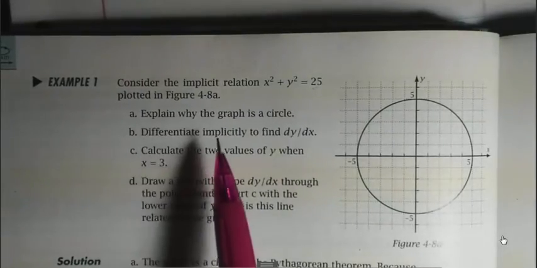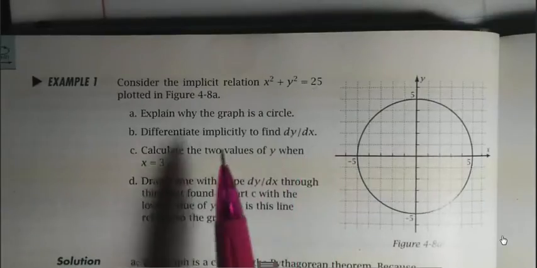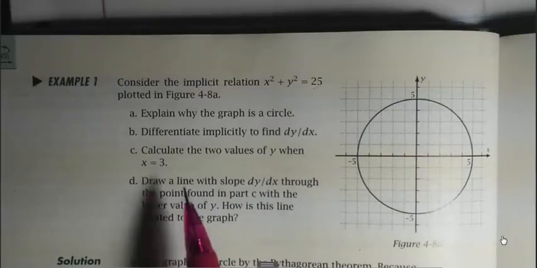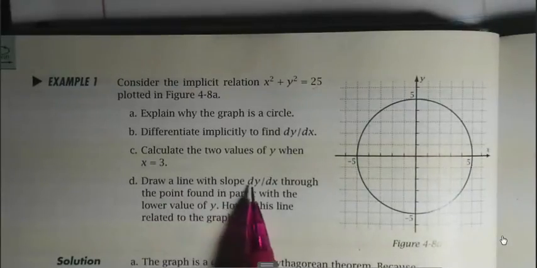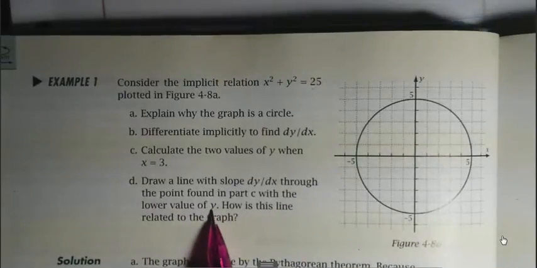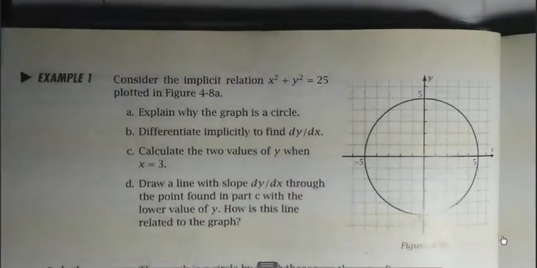So we're going to differentiate implicitly to find dy/dx. We're going to calculate 2 values of y when x equals 3. And then we're going to draw a line with slope dy/dx through the point found in part C with the lower value of y. So we're going to find 2 values here, and then we're going to take the lower value. And how is this line related to the graph? Alrighty. So starting out with writing the equation, x squared plus y squared equals 25. And I'll go ahead and draw myself a picture.